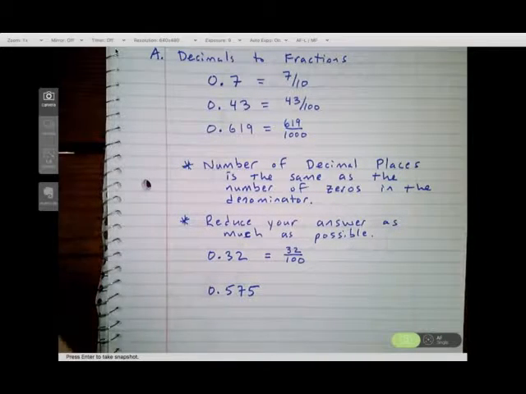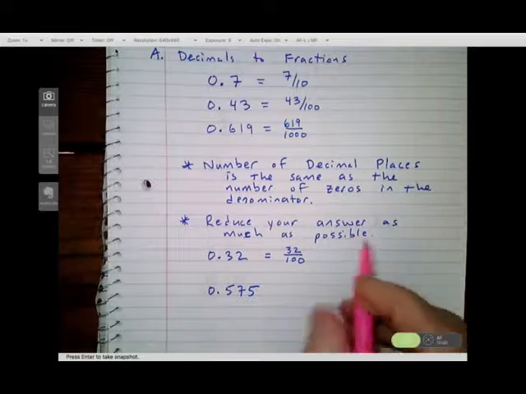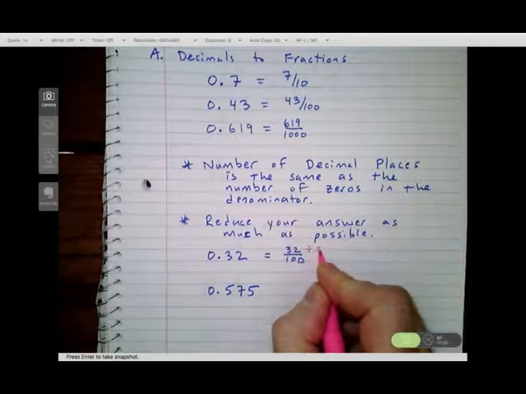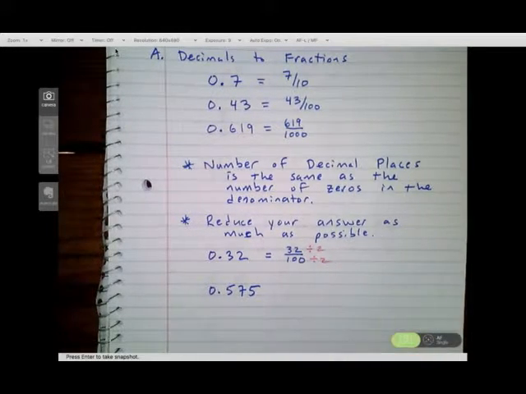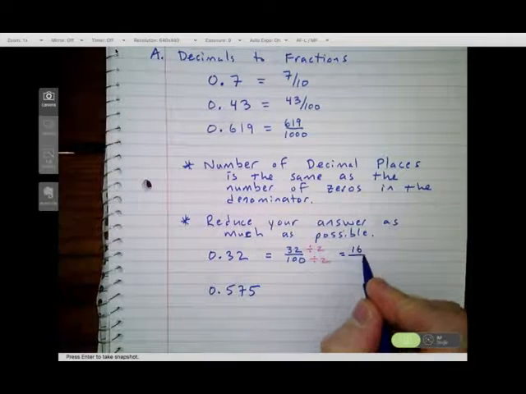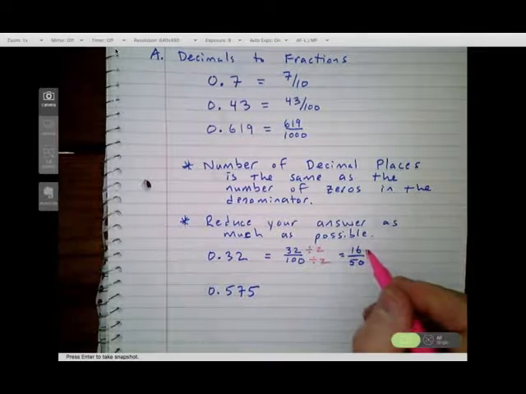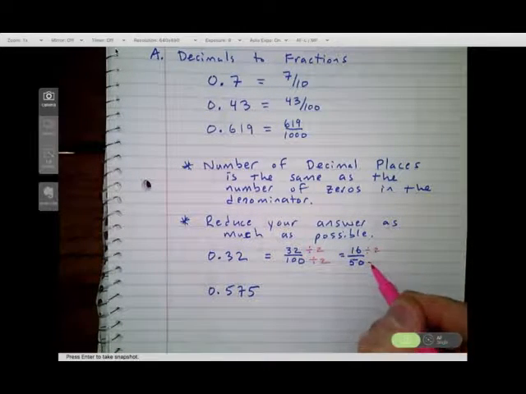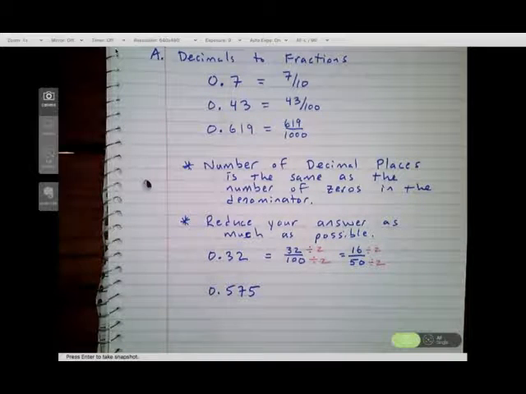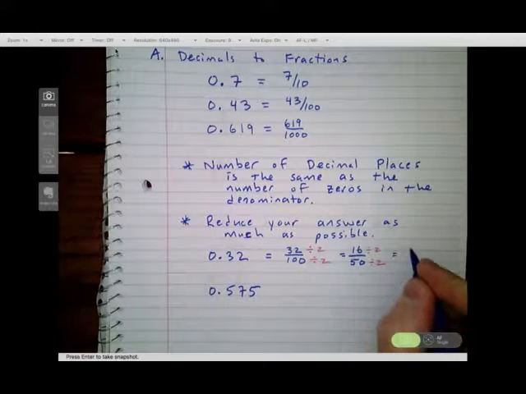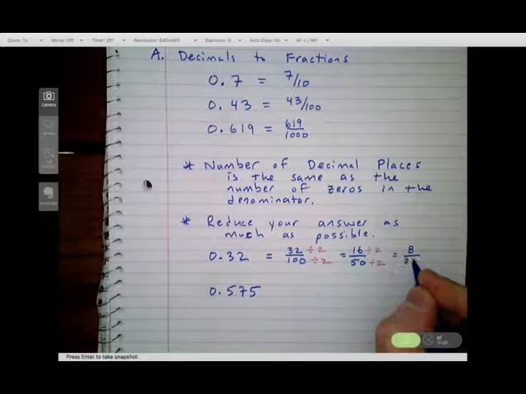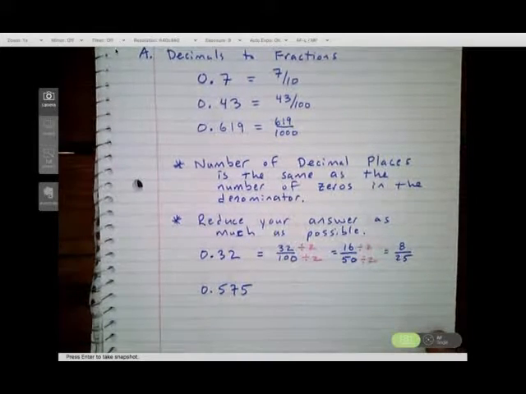So let's see, what can I divide into both of those? Well they're both even, so let's divide them by 2. 32 divided by 2, that's 16. 100 divided by 2 is 50. Oh, I still got even numbers. Let's keep going. I'll divide by 2 again. Some of you may have seen a shorter way to do this problem, and that's fine. 16 divided by 2 is 8. 50 divided by 2 is 25. I cannot go any further, and that is that.